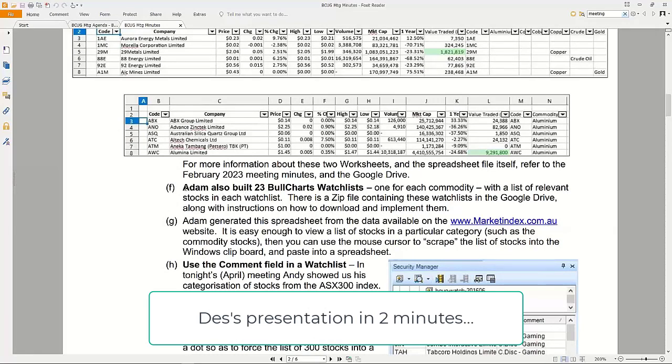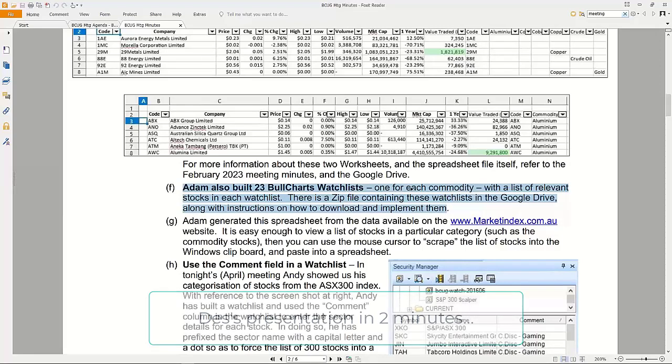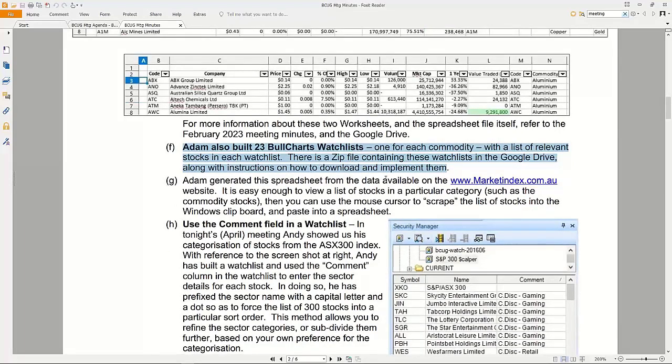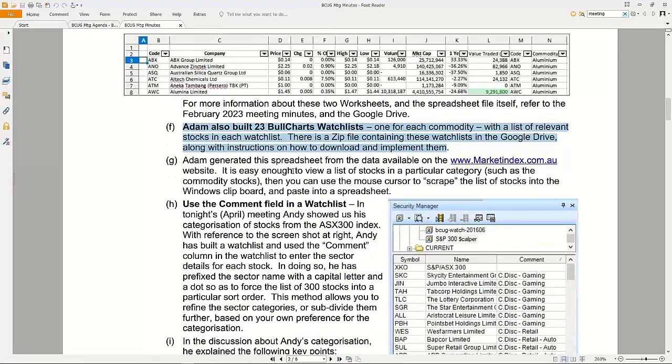Adam also put together 23 BullCharts watch lists, 1 for each commodity. And those watch lists are in a zip file in the Google Drive, so you can download that zip file and you can take all of those 23 watch lists and copy them across into your BullCharts Security Manager with your other watch lists in a fairly simple, straightforward step. There's a how-to document in the Google Drive with this to explain how to do it. And if people want, we can demonstrate tonight how to do that.